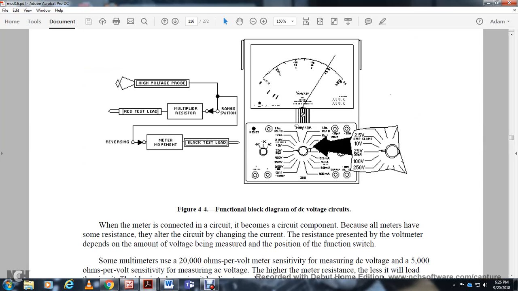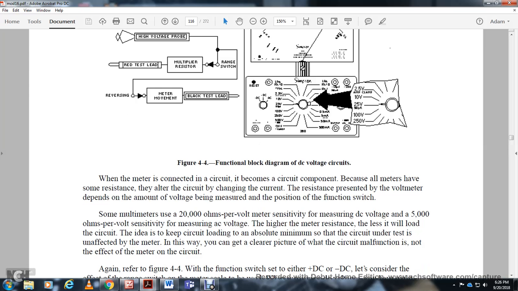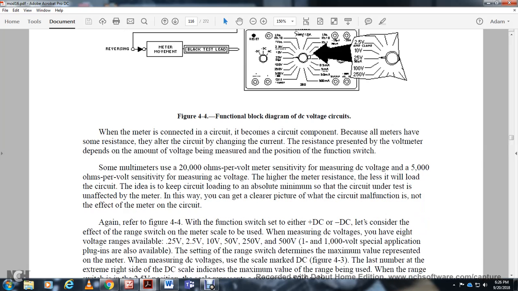When the meter is connected to the circuit, it becomes a circuit component, because all meters have resistance. They alter the circuit and change the current, with the resistance presented by the voltmeter depending on the amount of voltage being measured and the position of the function switch. Some multimeters are 20,000 ohms per volt sensitive for measuring DC volts, and 5,000 ohms per volt for measuring AC volts. The higher the resistance, the less load. The key is to keep circuit loading to an absolute minimum, so that the circuit under test is unaffected by the meter, and you get a clear picture of the circuit malfunction.